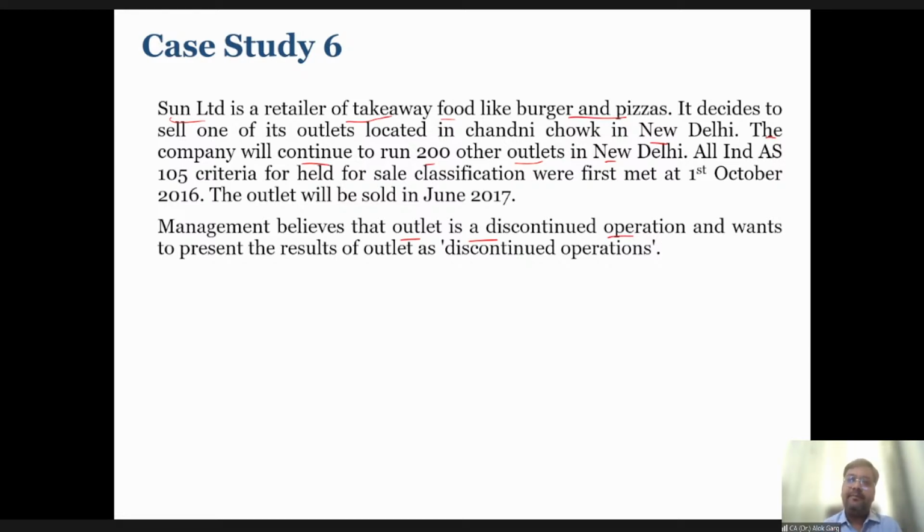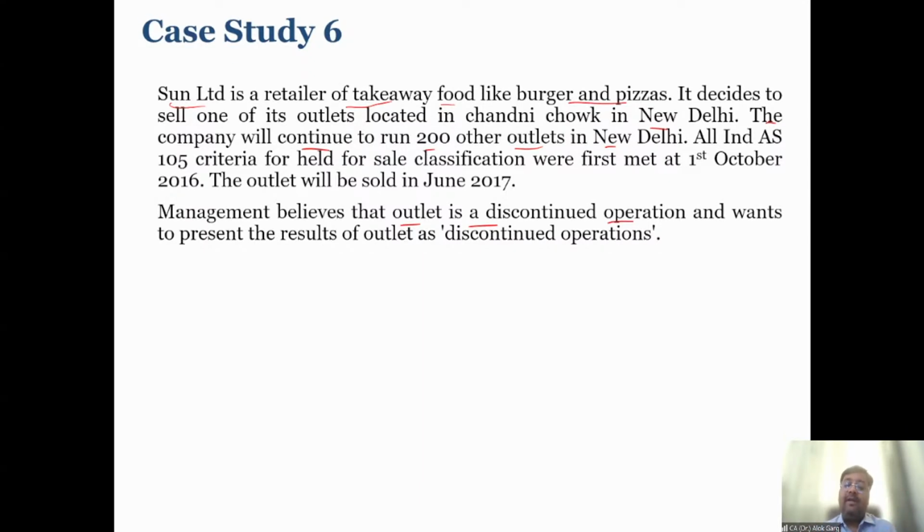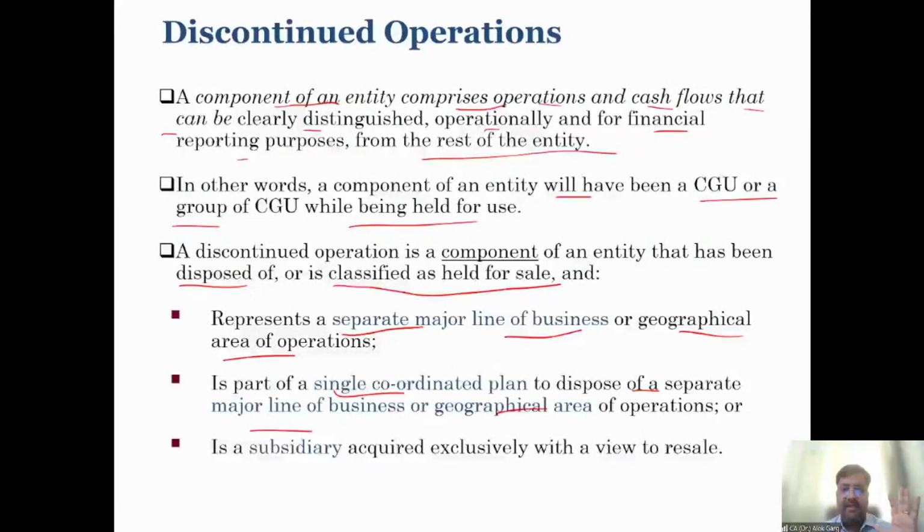Guys, tell me, there are 200 outlets in New Delhi. They are only selling one outlet. Is it a discontinuation of a major line of business? Is it a discontinuation of a geographical area of operations? Are they discontinuing from the state of Delhi? They are just discontinuing from Chandni Chowk. Probably they have a second outlet just 1 or 2 kilometers away from Chandni Chowk, right?